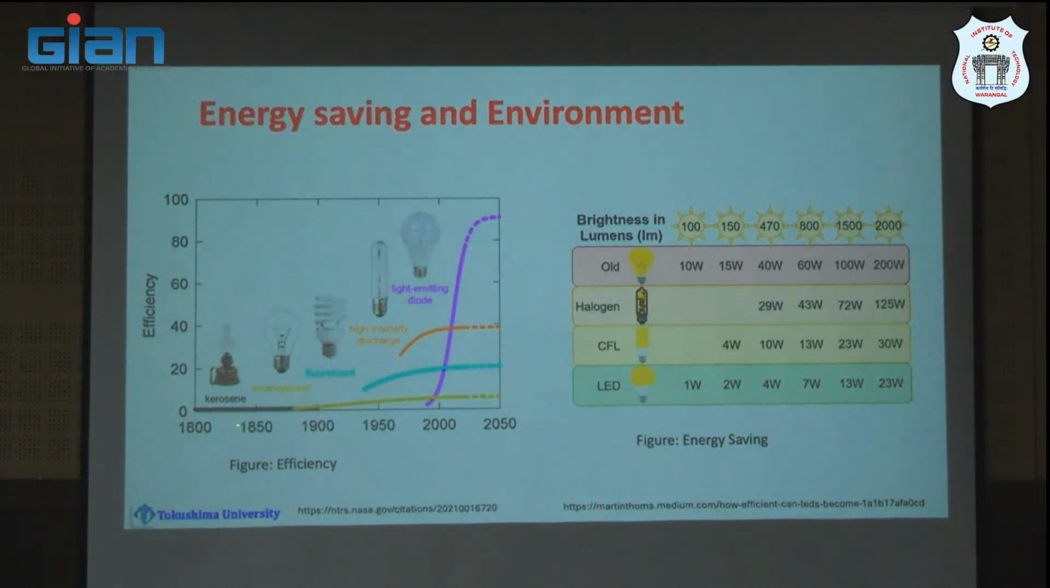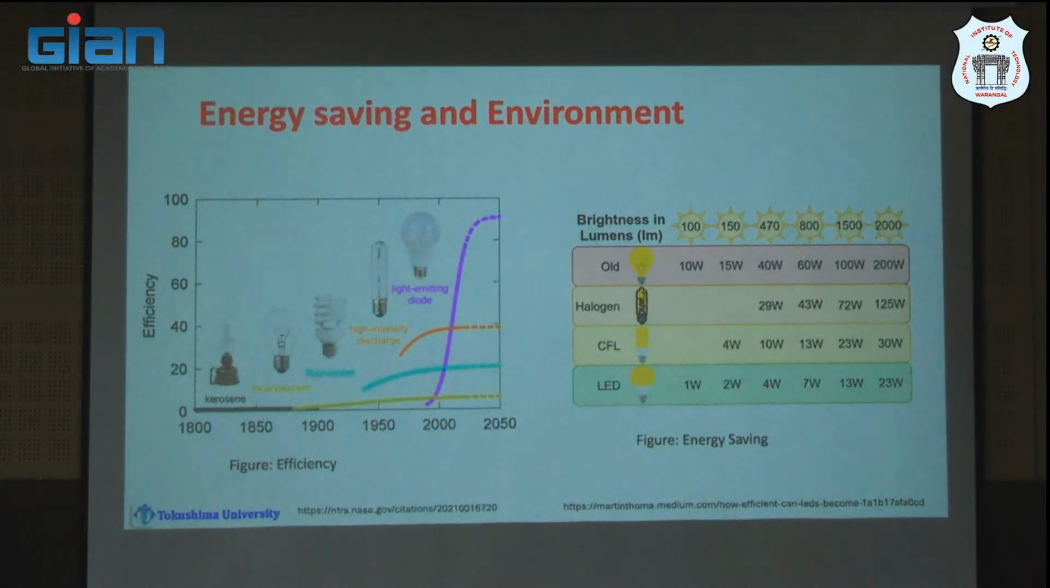When you compare the LED, it shows you how efficient it is, how much brightness you can get. They can produce high brightness, because if you look at this, this is 100, 150, 470, 800, 1100, 1500 and 2000. This is lumen, which means intensity.